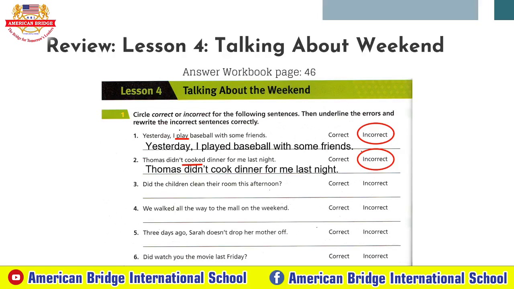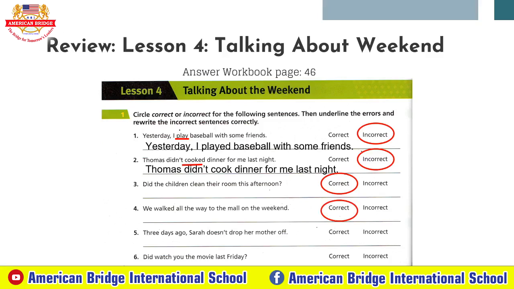Next, moving on to number 3, did the children clean their room this afternoon? Is this correct or incorrect? Yes, this is correct. So there's no mistake for this sentence. Next, number 4, we walk all the way to the mall on the weekend. Correct or incorrect? Correct. So there's no mistake for number 4.